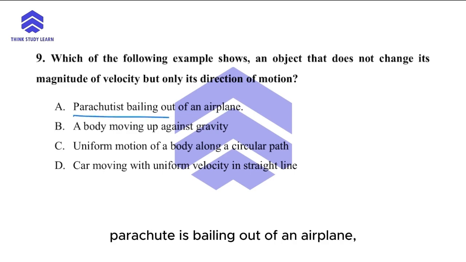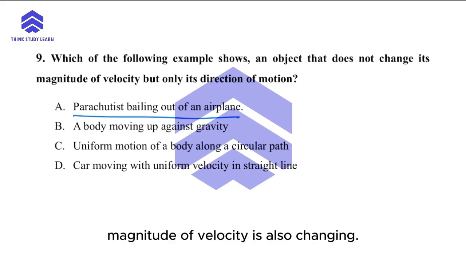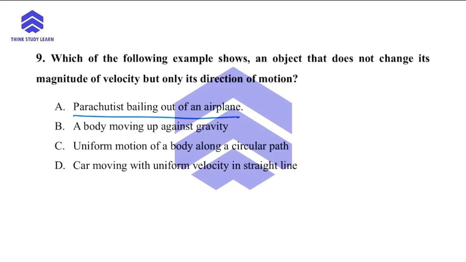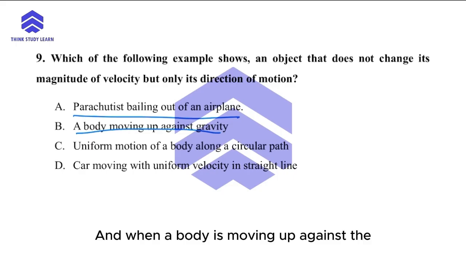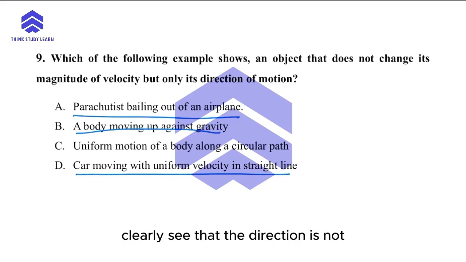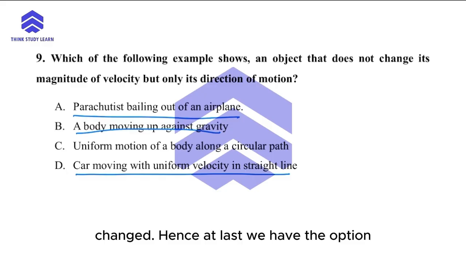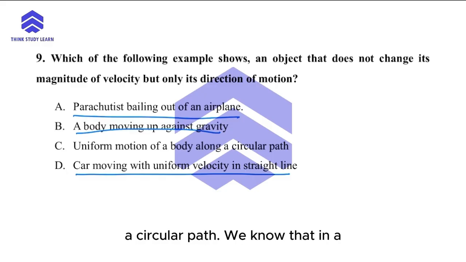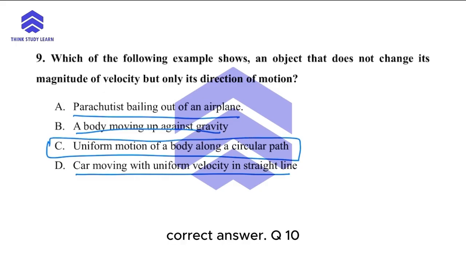We know that when a parachute is bailing out of an airplane, the direction is also changed and the magnitude of velocity is also changing. And when a body is moving up against gravity, it changes the magnitude of the velocity but direction does not change. And if we talk about a car moving with uniform velocity in a straight line, we can clearly see that the direction is not changed. Hence, at last, we have option C, which is uniform motion of a body along a circular path. We know that in a circular motion, direction is continuously changing. Hence, option C is the correct answer.